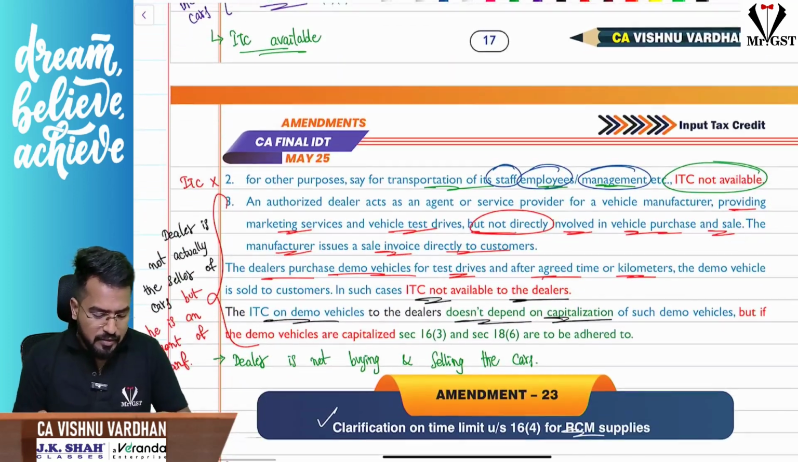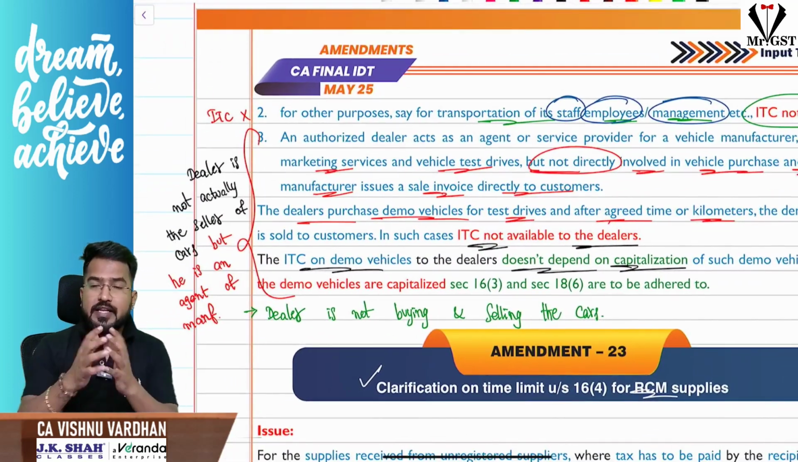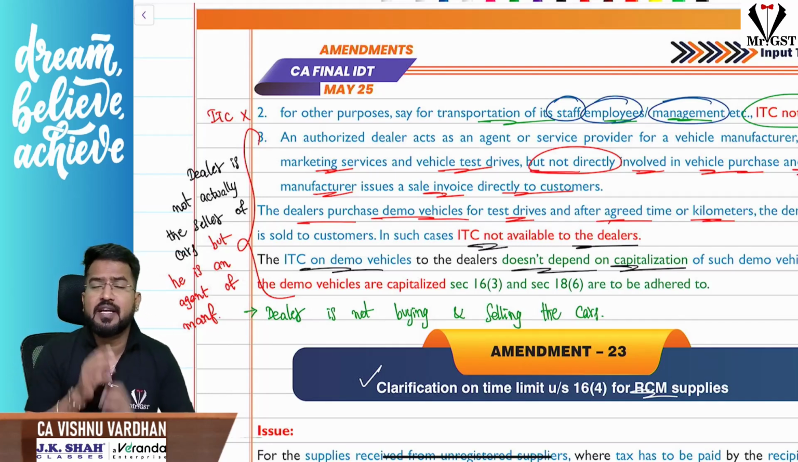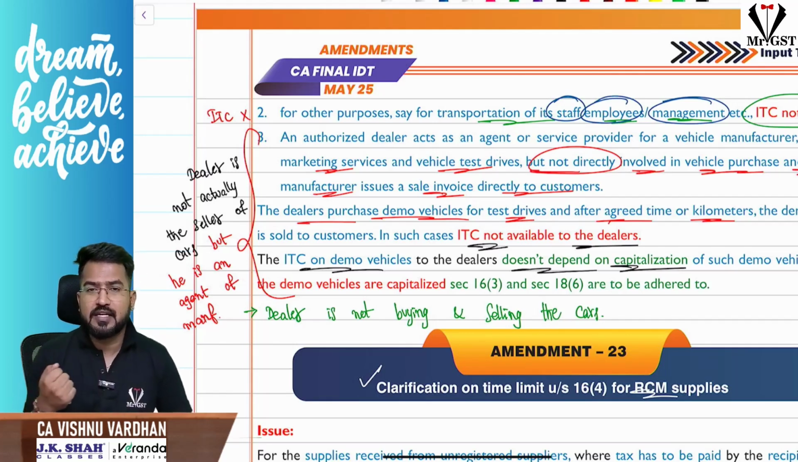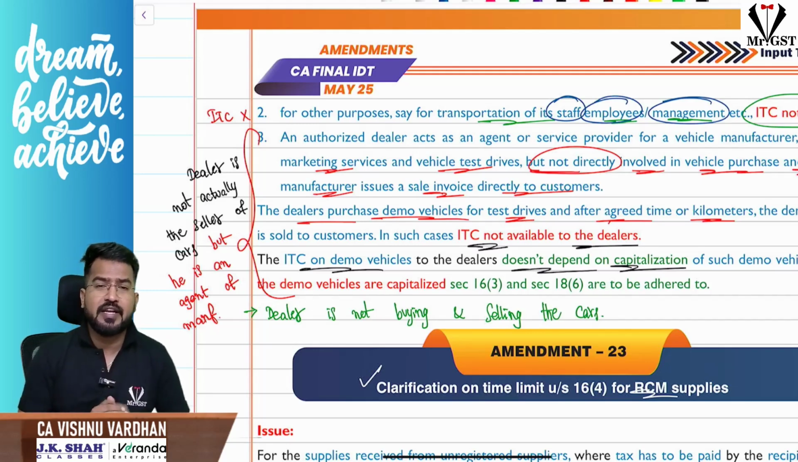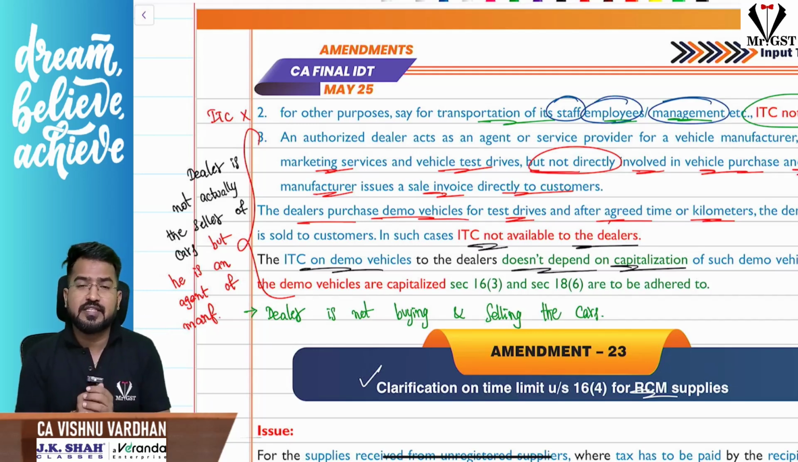But there is another possibility, where the car dealers are not actually buying and selling in their own capacity. They are just acting as the agent of the manufacturer. In that case, they are not buying and selling cars. So if they purchase any car and use it as a demo vehicle, for marketing activities, or for transportation of staff, etc., here they are not into the purchase and sale of cars.